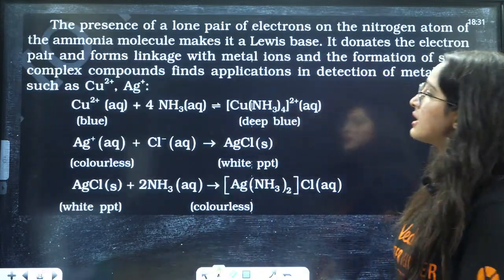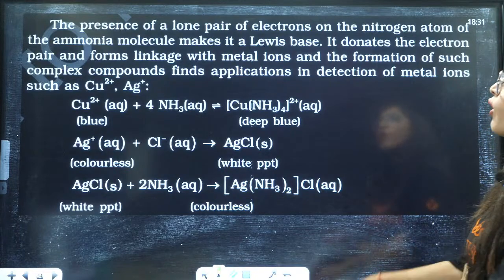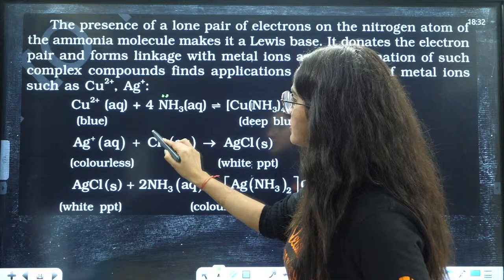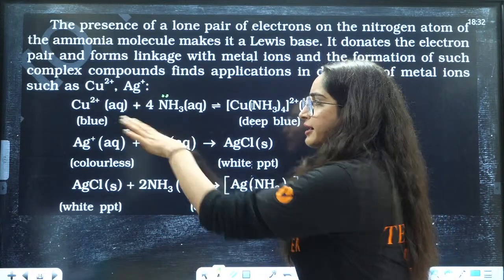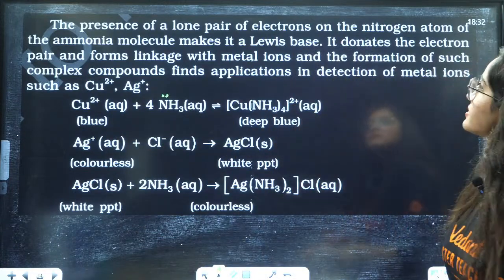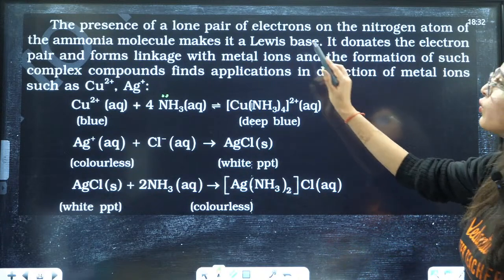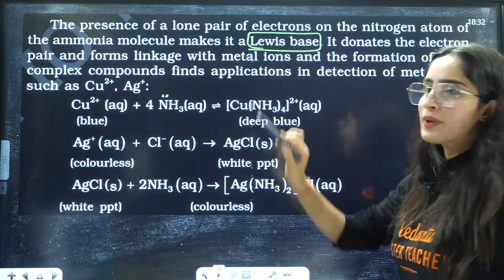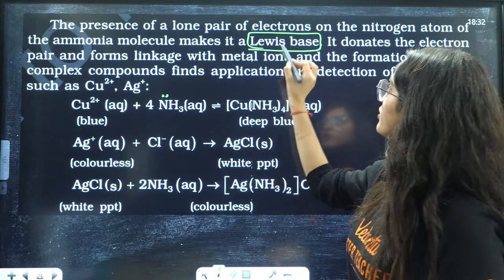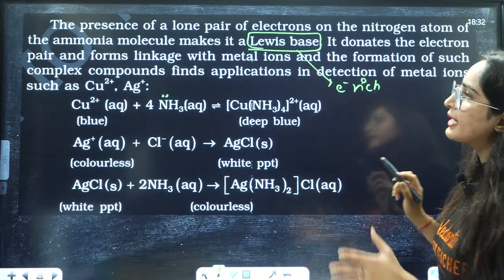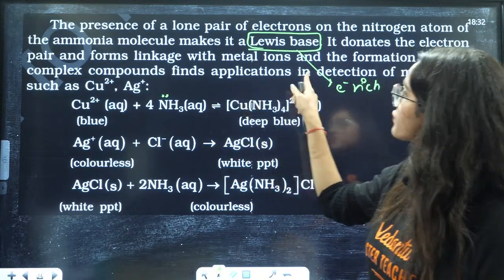Next is the presence of lone pair on the electron. So now they are saying that because of the presence of lone pairs, they are attracted towards the cations. On the nitrogen atom, the ammonia molecule makes it a Lewis base. Why is it a Lewis base? Because it is electron rich. It donates the electron pair and forms linkage with metal ions.